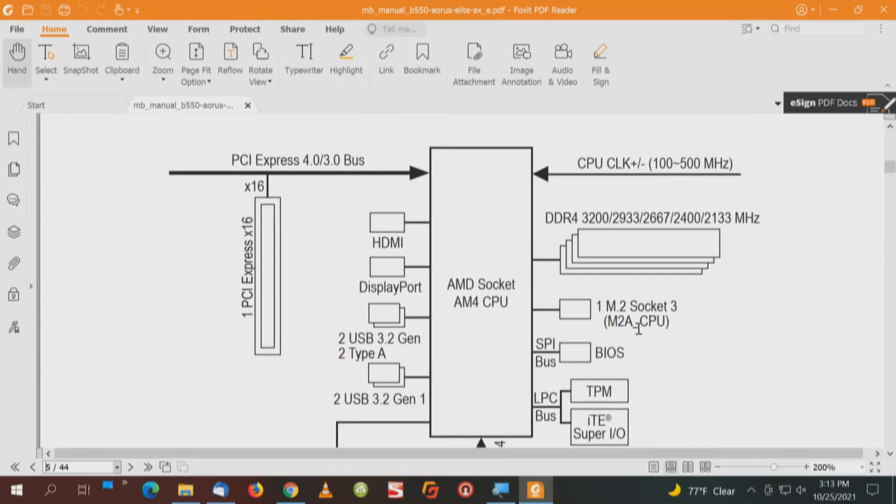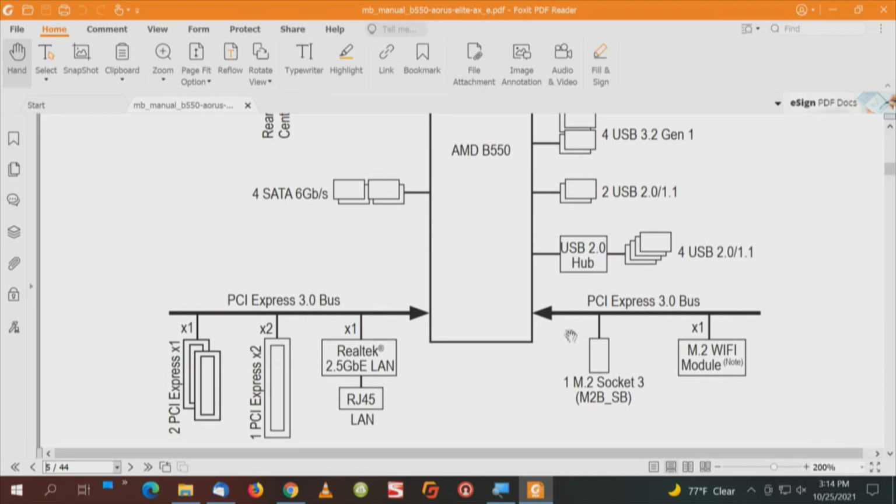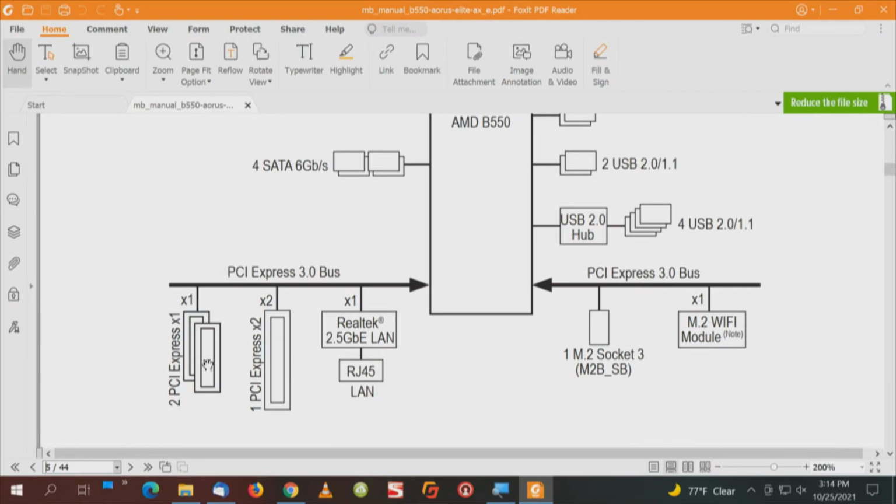Okay, the first M.2 connector. This is to the CPU, and that's the M2A_CPU. And the second one is through the chipset, and it's going to be right there, M2B_SB. And if we look over here, and remember that's PCI Express 3.0, and if we look over here at our other two slots, PCI Express 3.0, we have two PCI Express by 1, and we have one PCI Express by 2. So let's go back and look at page 4 again.